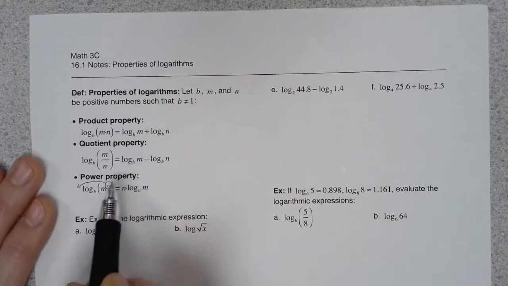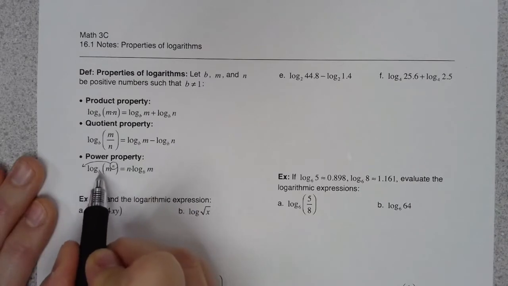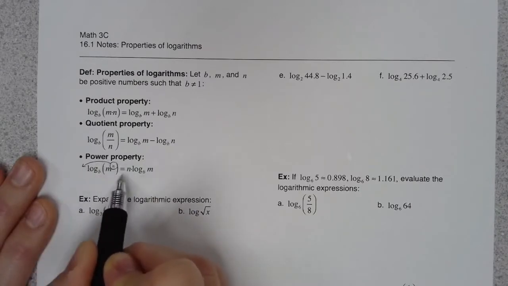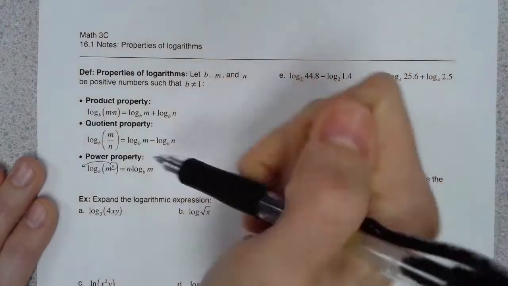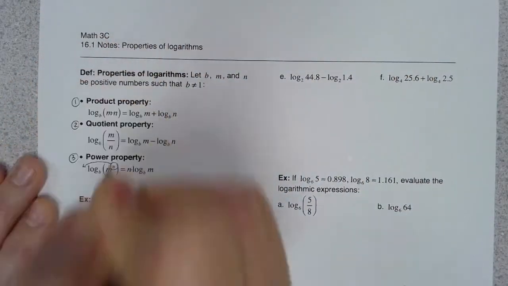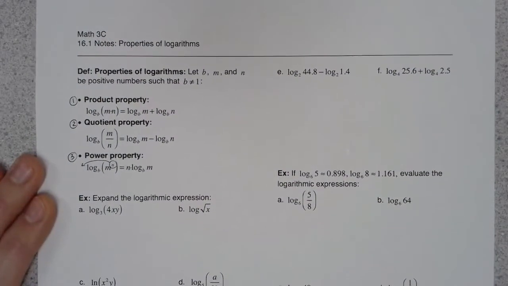And then the last one's the power property. And you see how I've circled the n and I've drawn it out front? So if you have log base b of m raised up to the n exponent, the exponent can come out front and it becomes a coefficient. And so it turns into n times log base b of m. So these three properties, 1, 2, 3, are going to allow us to both expand and condense logarithmic expressions, and so that's what we'll be doing in the notes today.